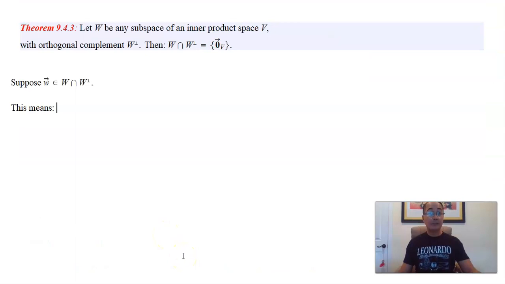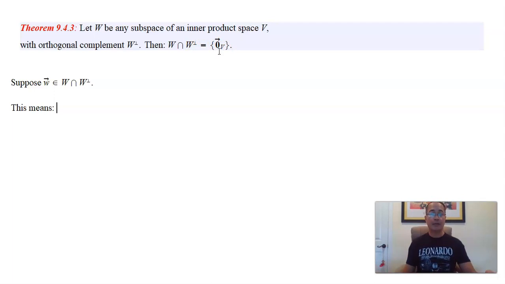All right, there is one more special property of the orthogonal complement that I want to point out because we're going to need it later when we do the orthogonal decompositions. Suppose that W is any subspace of an inner product space V with orthogonal complement W perp, then the intersection of W and its complement is only the 0 vector.